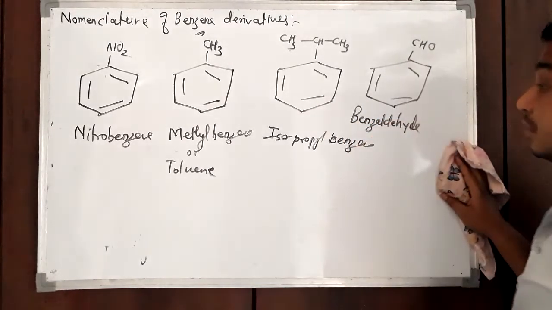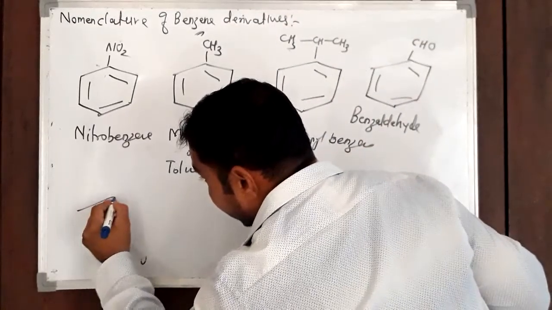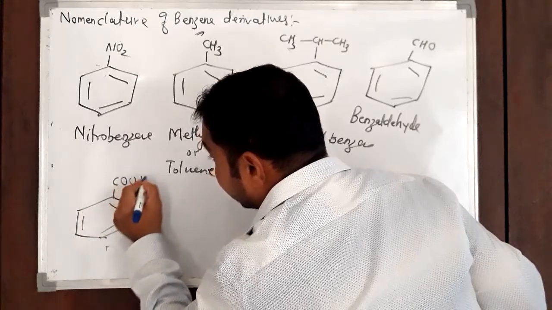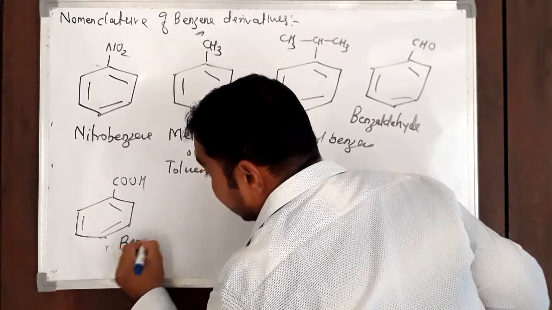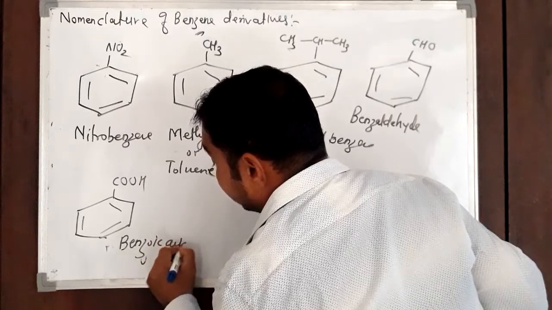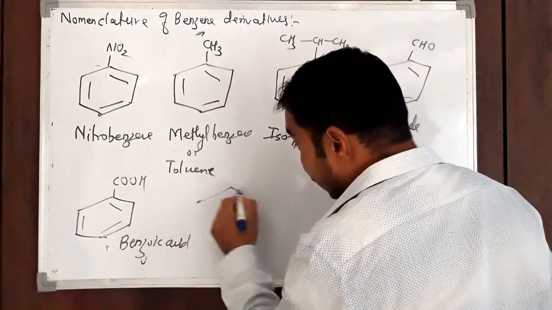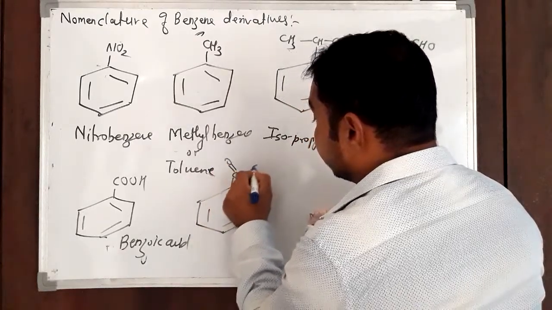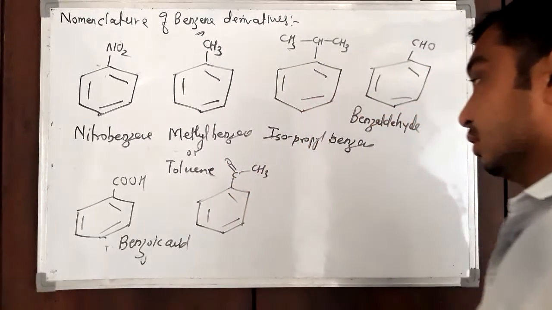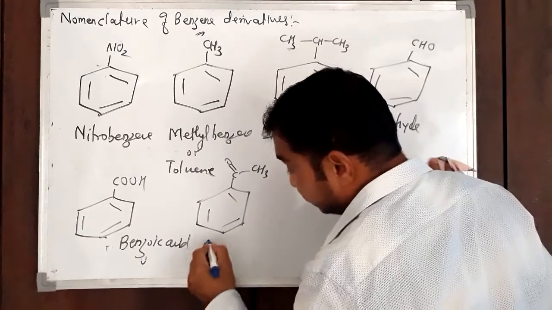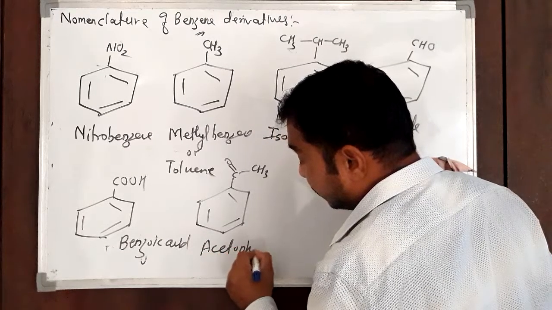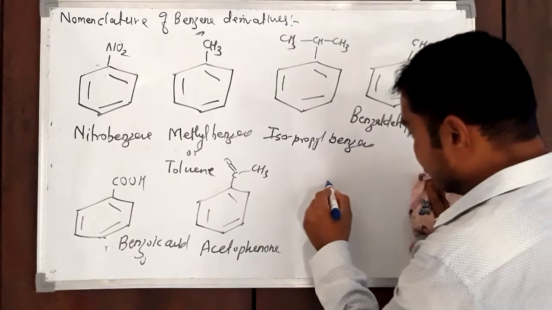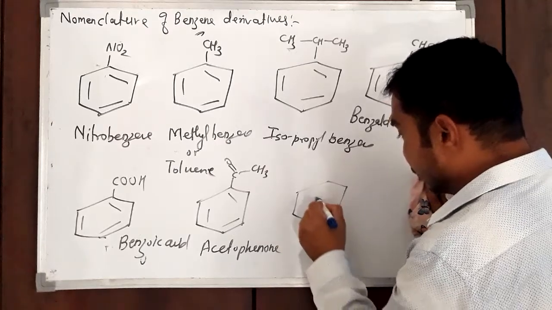Benzaldehyde. Like this. If we replace hydrogen by a carboxyl group, then benzoic acid. Acyl group, its name is acetophenone. All are given in your textbook. Go through this textbook.